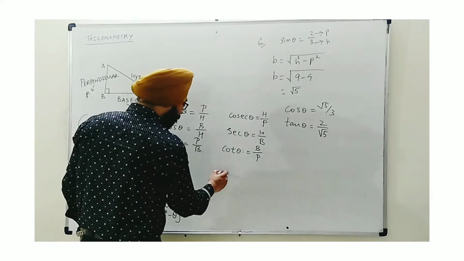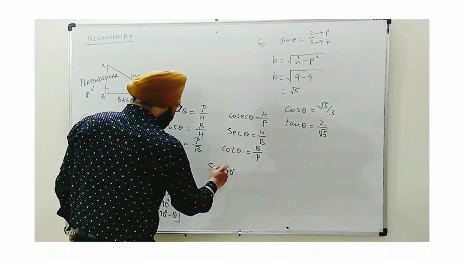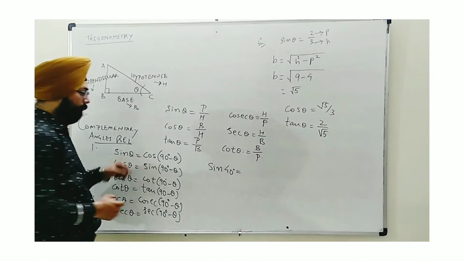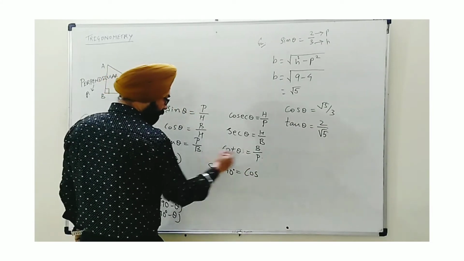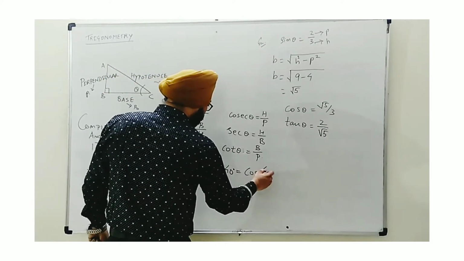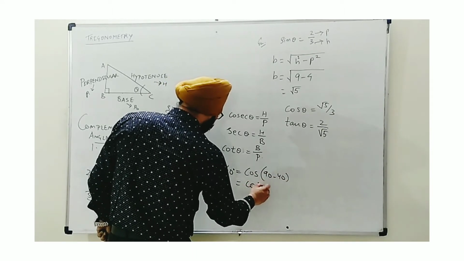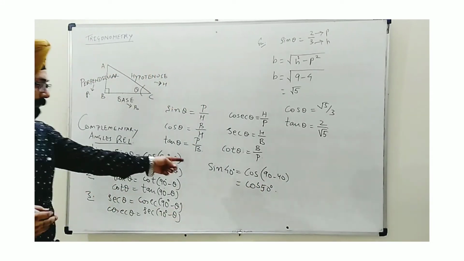For example, if I am writing 40 degree, with 40 degree if I take sine, then using this relation, sine 40 degree can be written as cos of 90 minus 40, which comes to be cos 50 degree. So this way we have converted sine into cos.